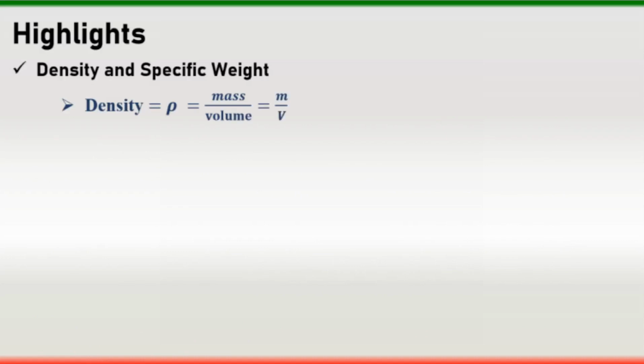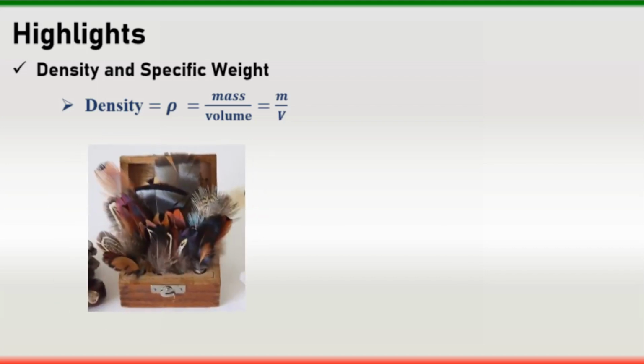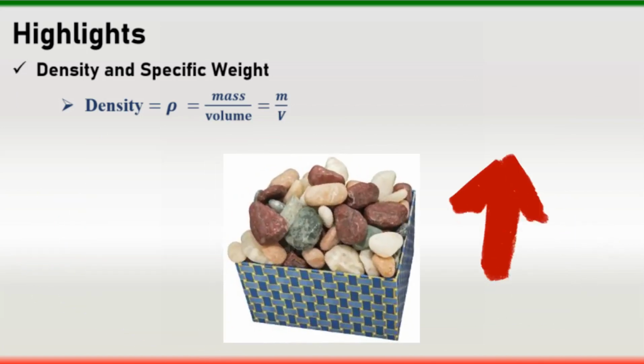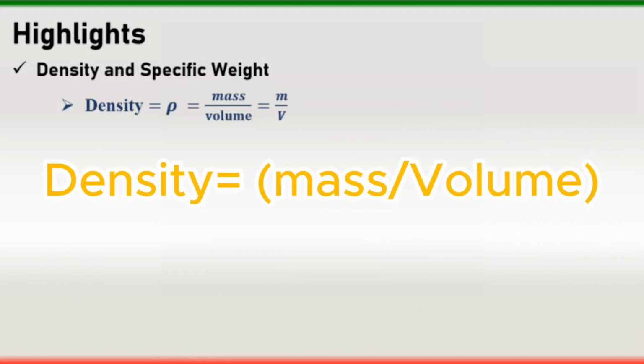Let me explain the concept of density, specific weight, and specific gravity. First, density. Density is a measure of how much stuff, or mass, is packed into a certain amount of space or volume. Imagine two boxes of the same size. If one box is filled with feathers and the other with rocks, the box with rocks is denser because it is heavier for the same size. The formula of density is density equals mass divided by volume.